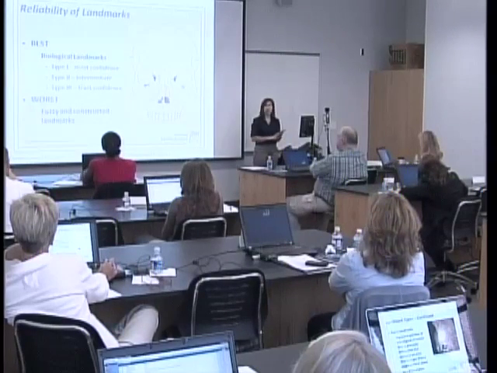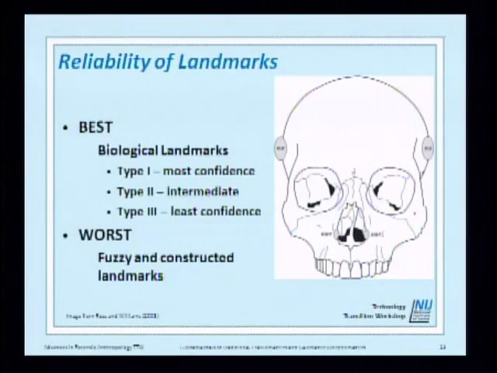All right, so reliability of landmarks. Best, most confidence, type 1, right? Intermediate, type 2. So generally what we kept for 3D ID were the type 1 and type 2 landmarks. Type 3 landmarks are the least confidence, and the worst are fuzzy and constructed landmarks. Okay? And we're not saying don't use them ever.